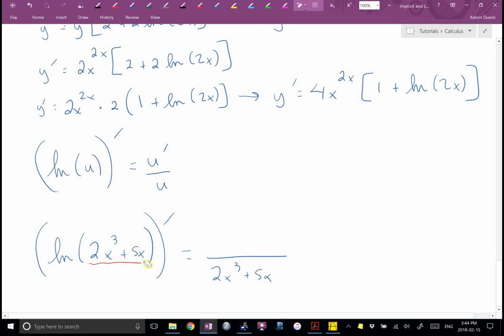U prime is the derivative of this. What's the derivative of 2x squared plus 5x? 6x squared plus 5. I think I said 2x squared. 2x cubed plus 5x, 6x squared plus 5. That is the derivative of the ln.